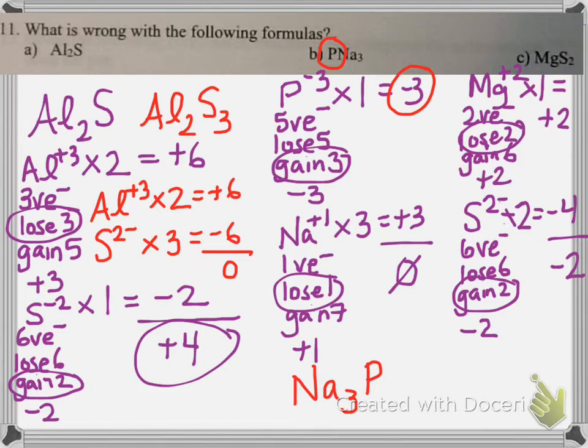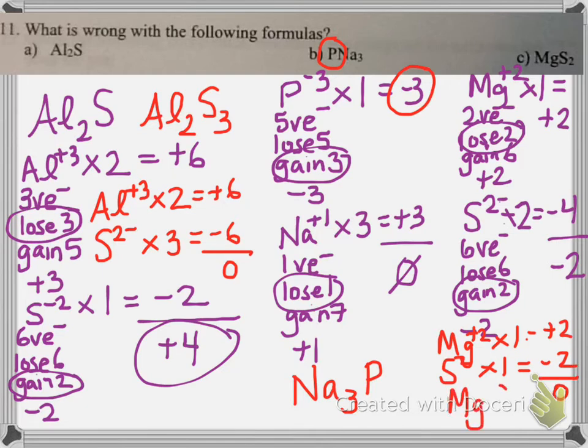So what ratio would I need to combine these in? Well, magnesium is positive 2 and sulfur is negative 2. So I could just combine them in a 1-to-1 ratio, right? And that's going to give me a positive 2 and a negative 2, which gives me a 0. So this should have been written just MgS.